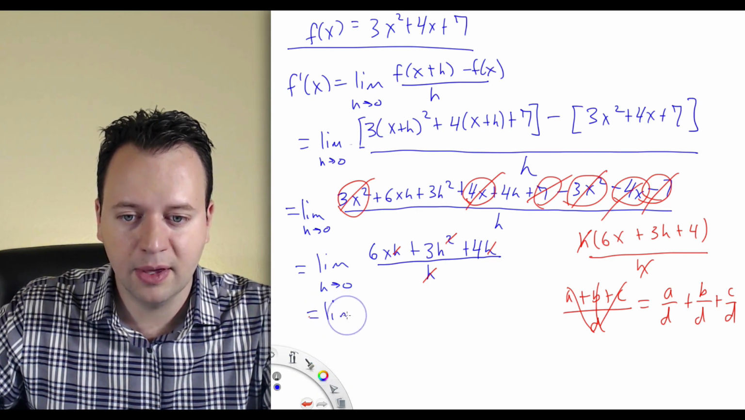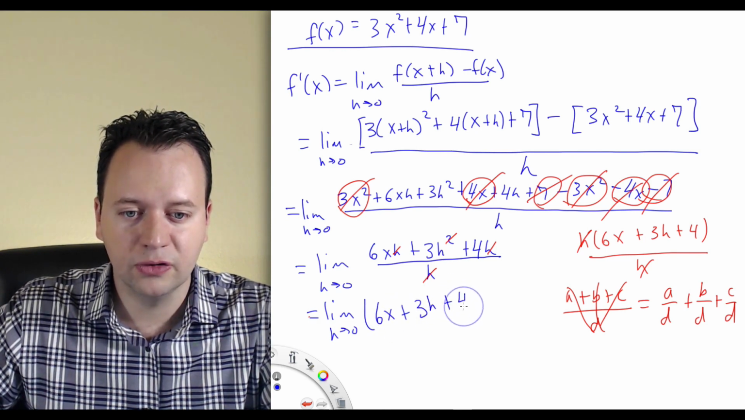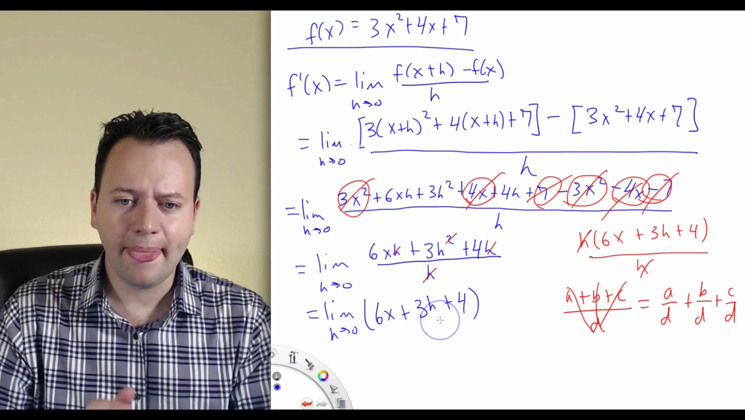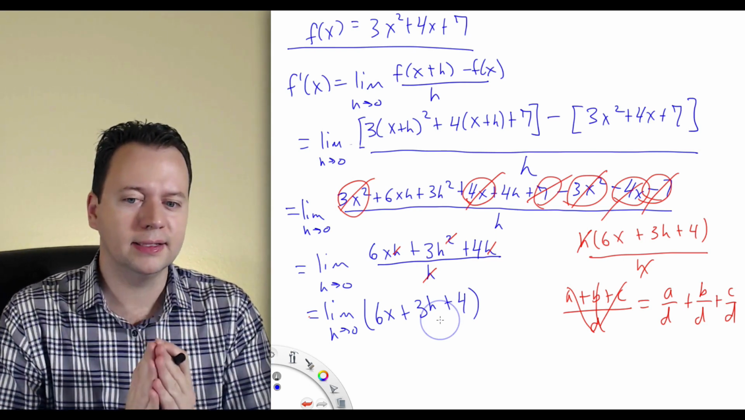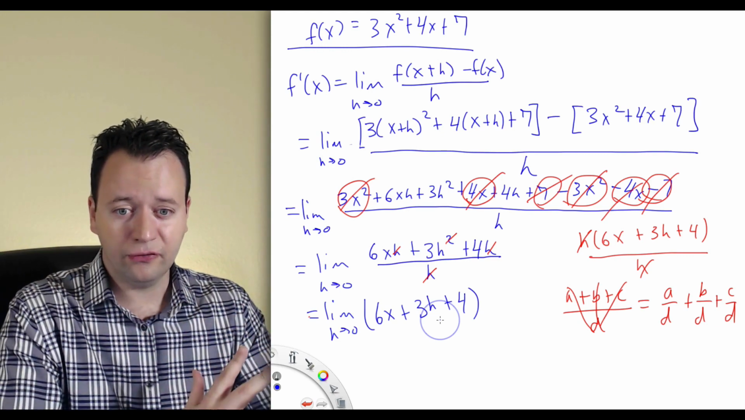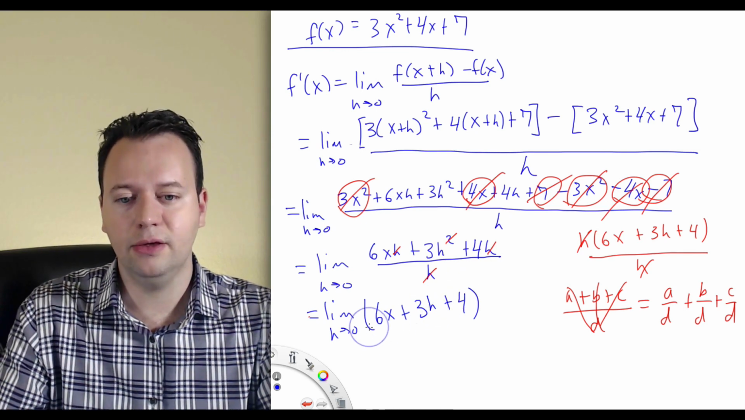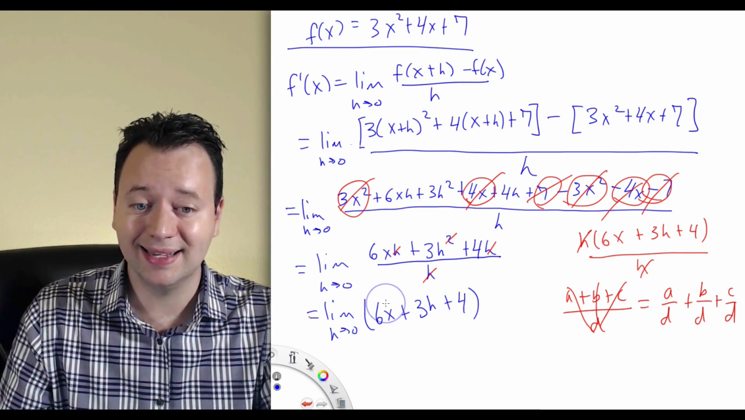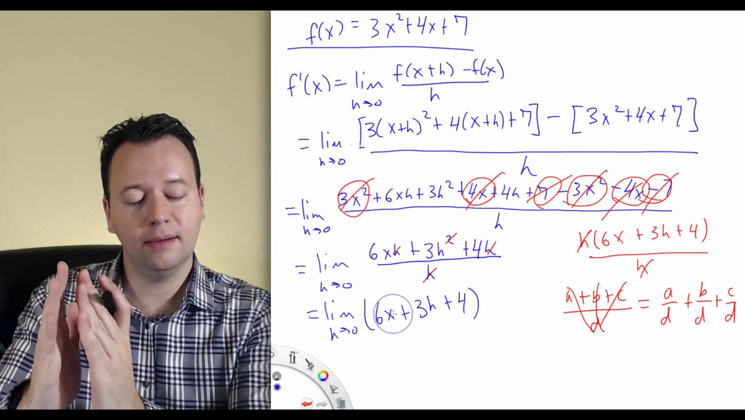So it's equal to the limit as h goes to 0 of 6x plus 3h plus 4. Now remember, x for our purposes now, before we take the limit, is a constant. So 6x is held fixed, 4 is held fixed, 3h varies. So basically this is the average rate of change between x and x plus h. It depends on where x is, and it depends on h.